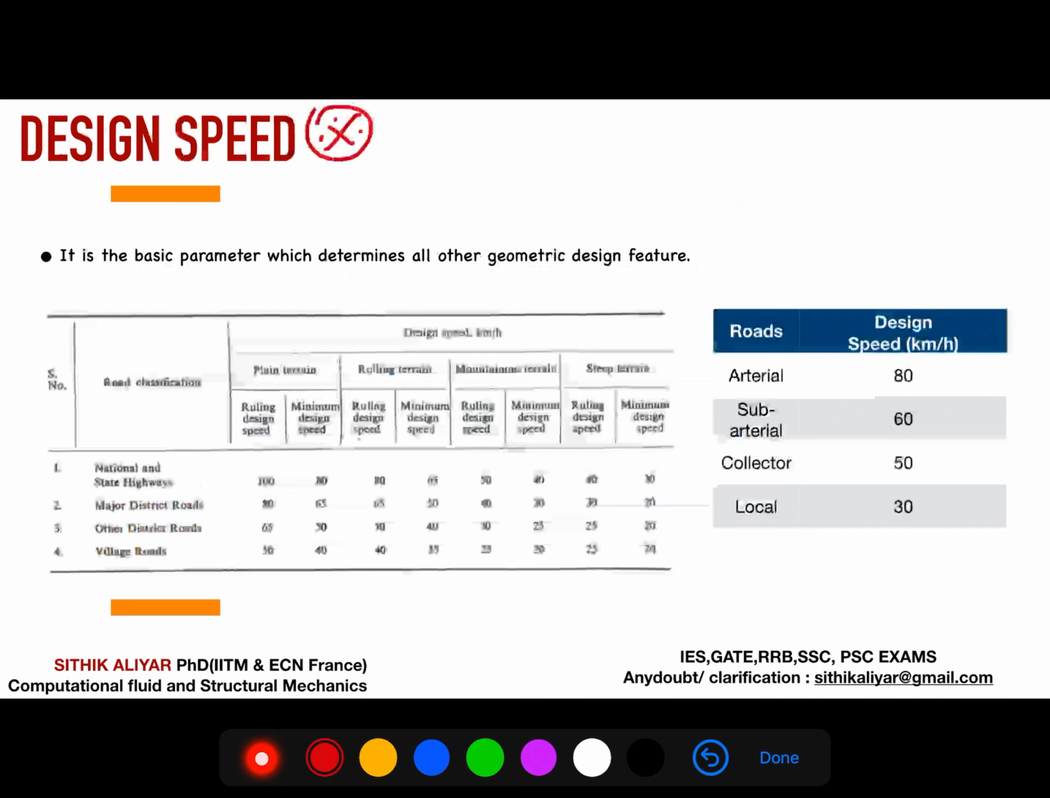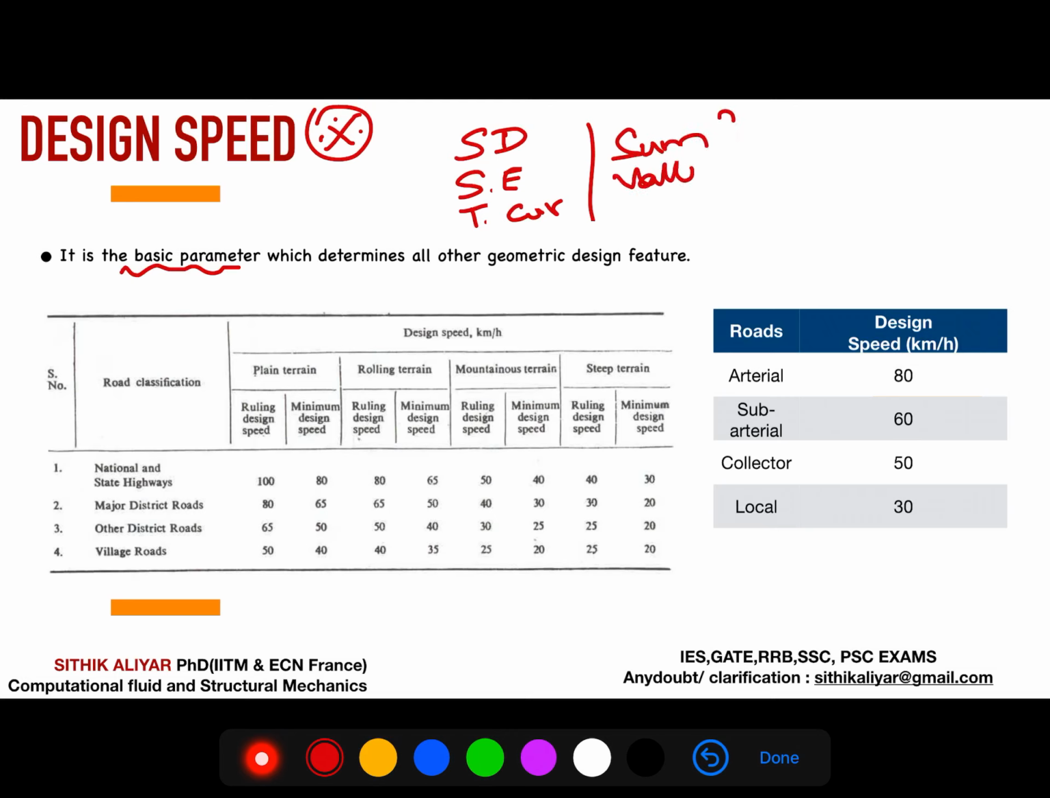Every road will have a certain design speed, and this is exactly the basic parameter. I told you we are going to see sight distance, super elevation, transition curves, summit curves and valley curves. You will not find any formula without V. That is the design speed.